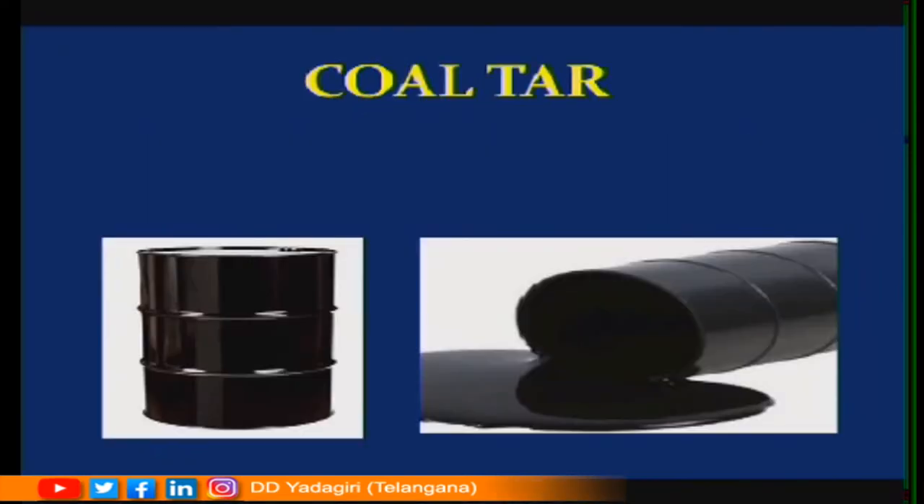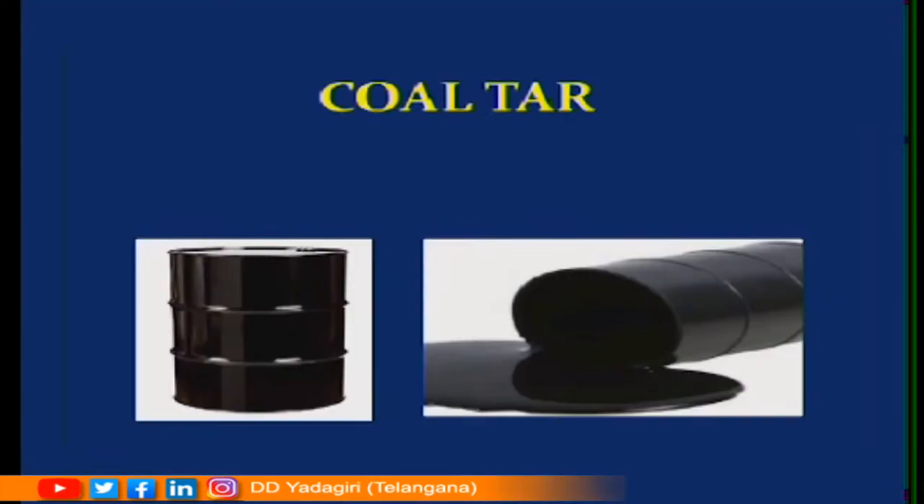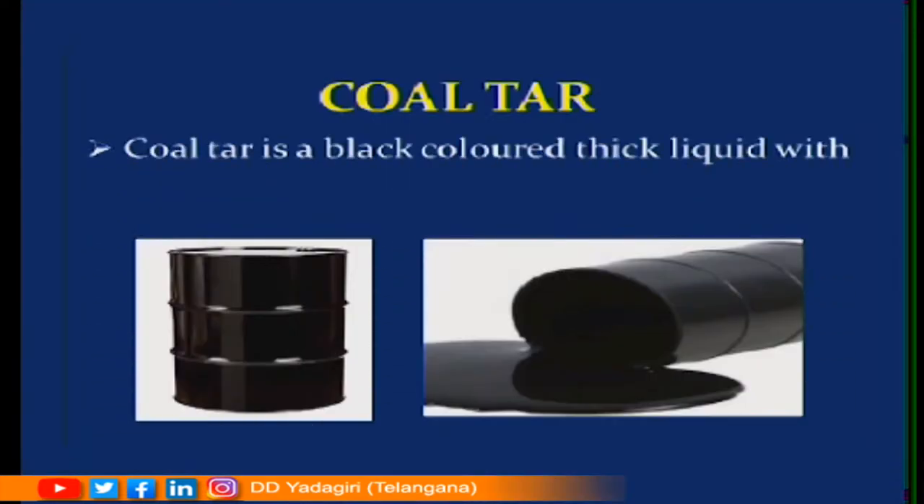Another substance, coal tar. Children, you might have noticed this coal tar. Where have you seen this one? Yes, you have seen it while making metallic roads. Yes, coal tar is used for the preparation of metallic roads. Now, this coal tar is a black colored liquid with an unpleasant smell, a very bad smell.